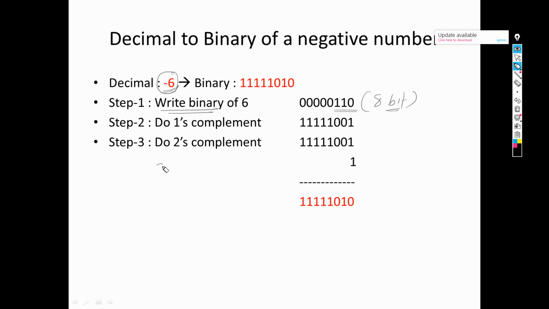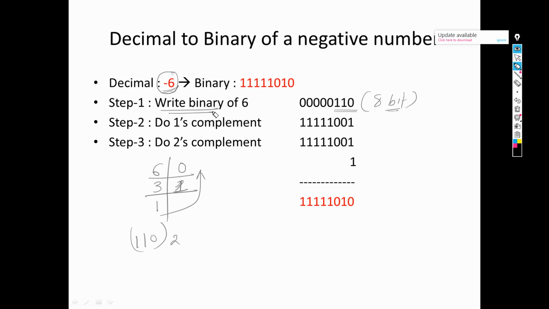How? So 6 divided by 2. Here it comes 3. So 3 2s are 6, so the remainder is 0. Then 1 2 is 2, so here we will be getting remainder 1. So starting from lower to upper, it is 1 1 0. This is the binary of 6.